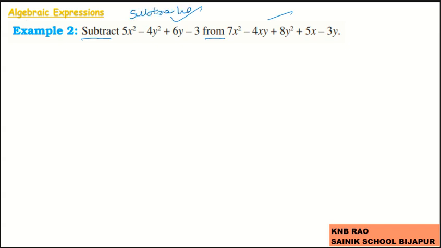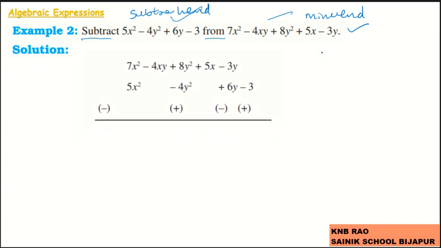Okay, this is the subtrahend, and the one we subtract from is the minuend. So always the minuend will be on top and the subtrahend will be down below. So the solution will be: first I have written the minuend on top, and the subtrahend I am writing down. Remember children, while subtracting also we will write like terms under like terms.